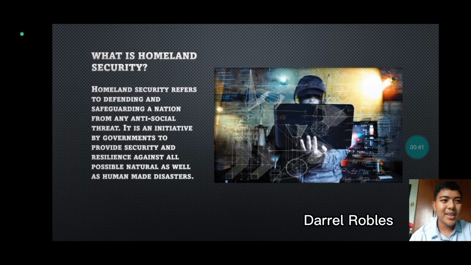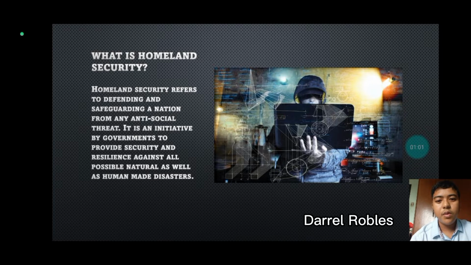And the second one is Homeland Security. Homeland Security refers to defending and safeguarding a nation from any anti-social threat. It is an initiative by government to provide security and resilience against all possible natural as well as human-made disasters. So what is Homeland Security?